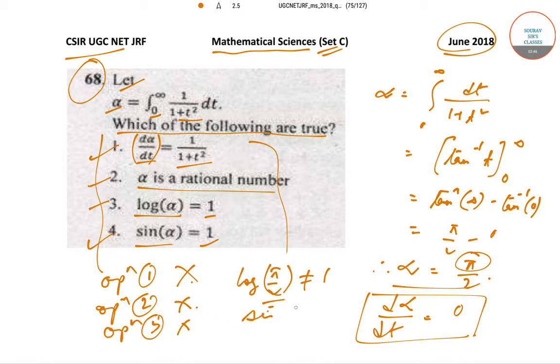Now sine of pi by 2 is equal to 1. So therefore option 4, which says that sine of alpha is equal to 1, is correct. So option 4 is the only correct option. So today we have solved question number 68 from the June 2018 CSIR UGC NET paper.